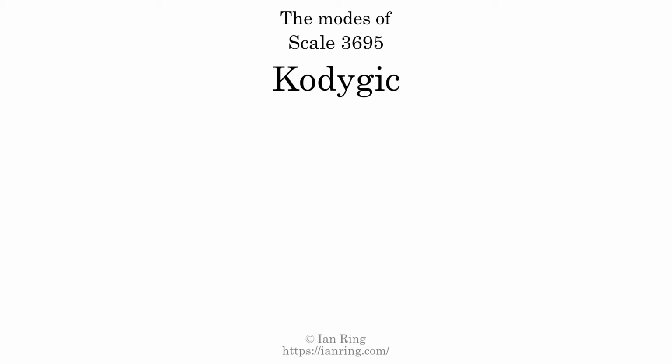This scale has 9 modes. The first mode is itself. The second mode is scale 3895, also known as Heteromorphisms. It sounds like this.